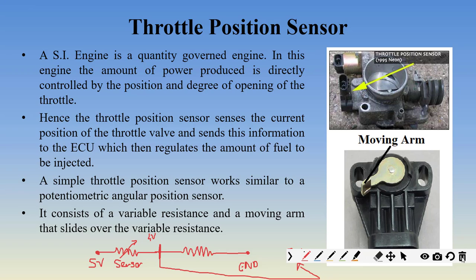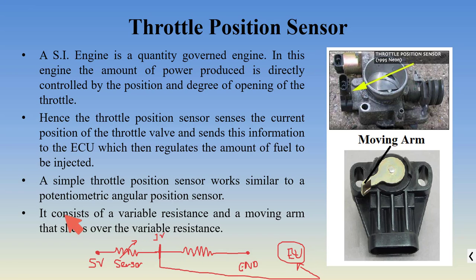But imagine if because of some external condition, the value of this resistance increases. This value of resistance increases very much. What will happen? The voltage drop over here will increase. If the voltage drop over here increases, what will be the voltage over here? From 5 volt, let us say it becomes 1 volt. Then this 1 volt signal will be sent to the ECU.